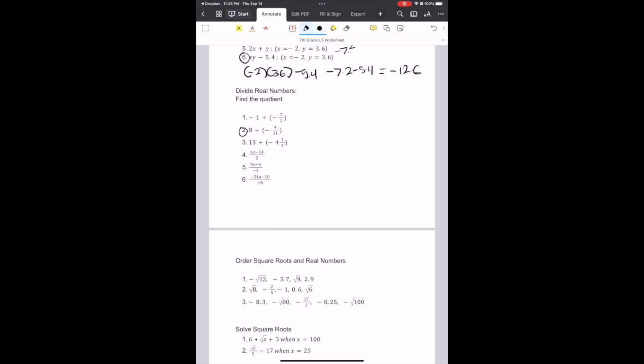So 8 divided by negative 4/11. Another way to write 8 is 8 over 1. And when you're dividing something, you're basically multiplying by the reciprocal. So 8 over 1 times negative 11 over 4. Then we could also factor some stuff out. You could factor the 4 from the 8, and then once you multiply, you should get negative 22.